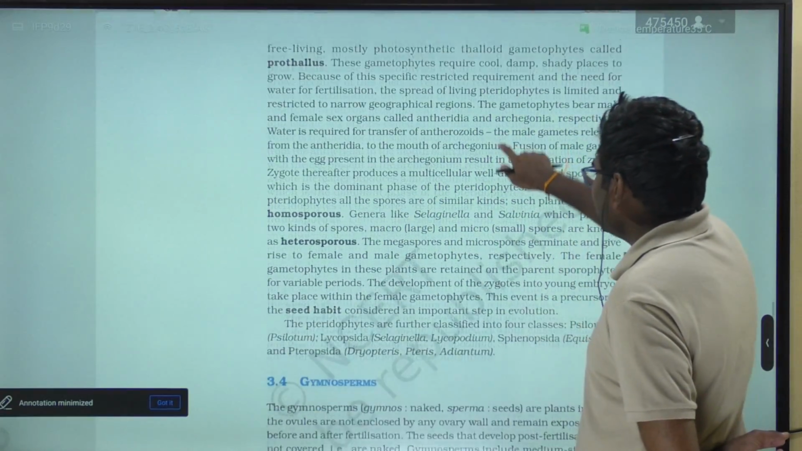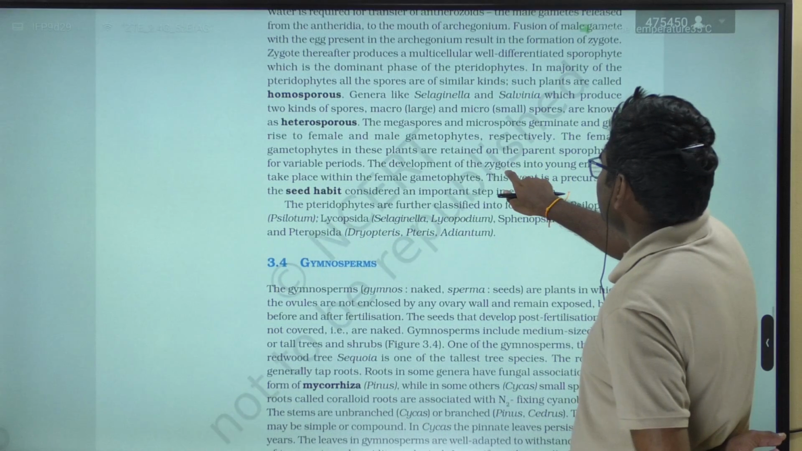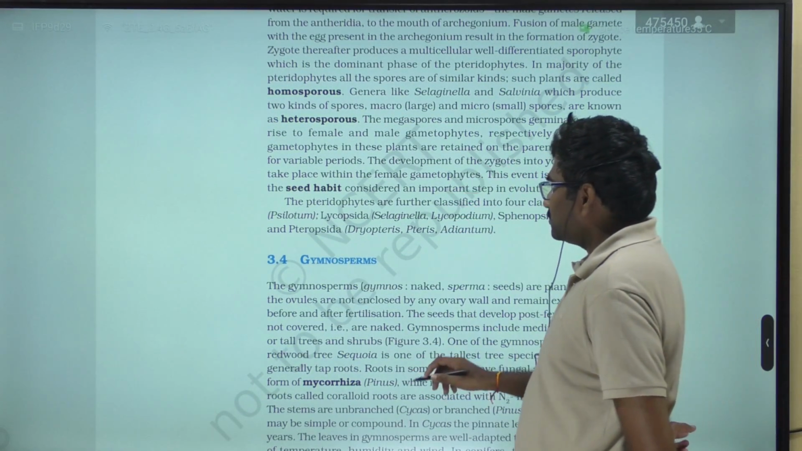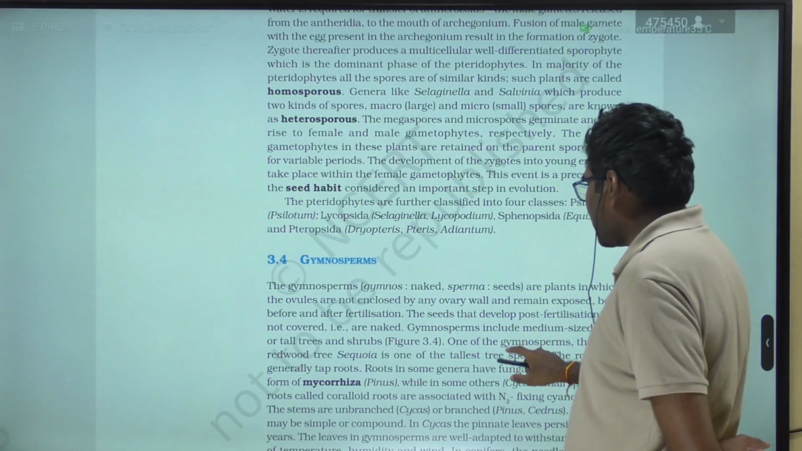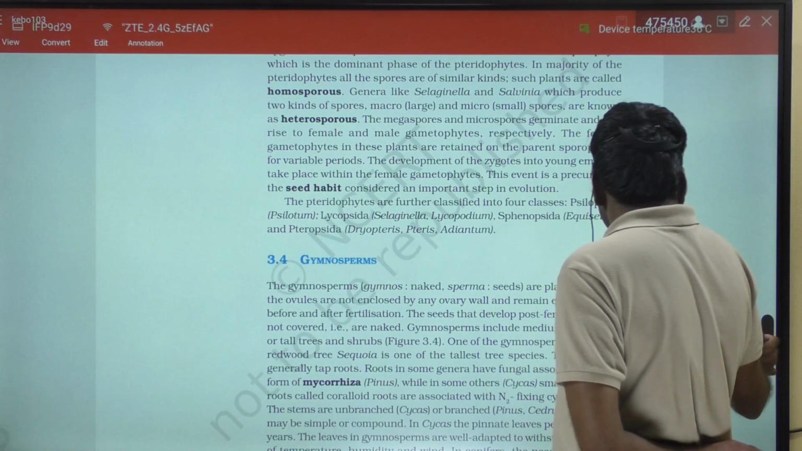The megaspores and microspores germinate to give rise to female and male gametophytes respectively. Very important.